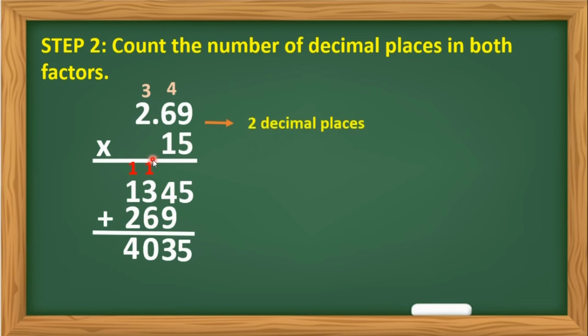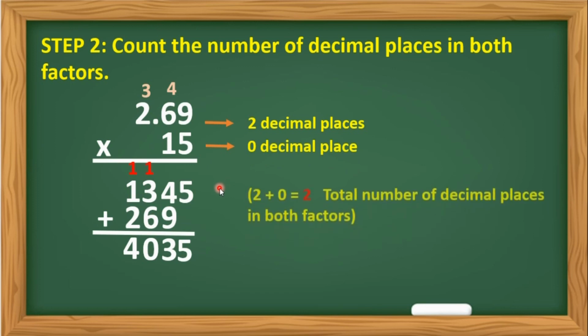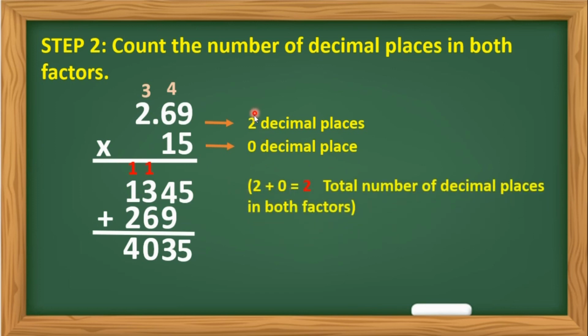Next is 15, the multiplier. 15 is a whole number. So, kung ilalagay talaga natin yan, dito natin ilagay ang point, 15 point, then ang decimal part natin is 0. So, whole number siya. Ibig sabihin, ang decimal place niya ay wala. 0 decimal place. Next, 2 plus 0 equals 2. Ibig sabihin, yung total number of decimal places in both factors is 2.